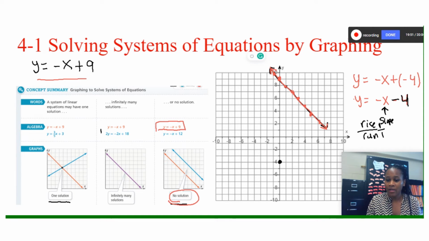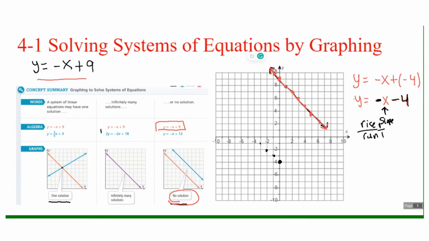So now I have my slope. My slope is negative. So I'm going to rise 1 and run 1, rise 1 and run 1, rise 1 and run 1. And then I'm going to make my line.